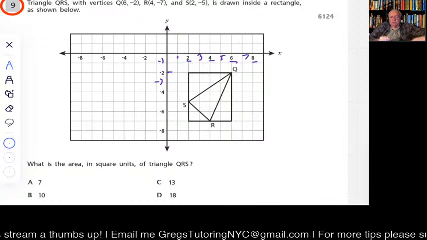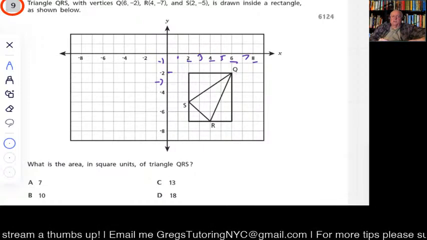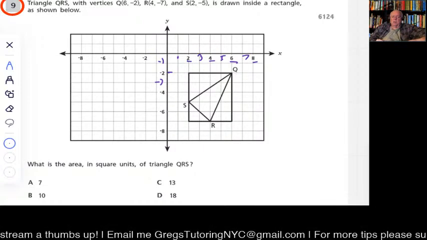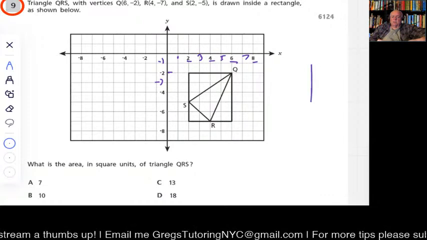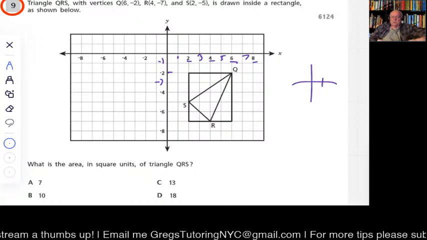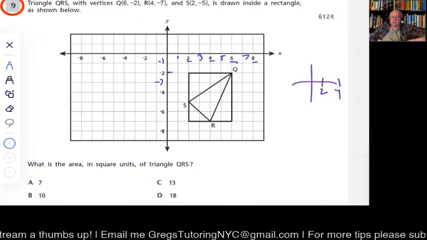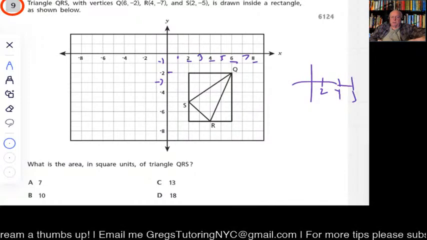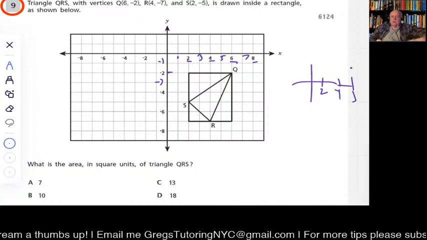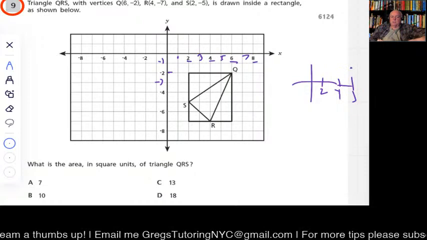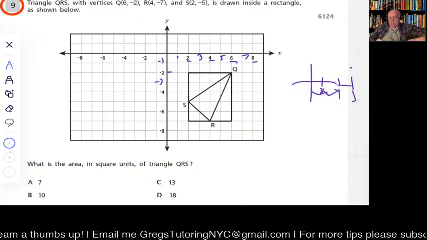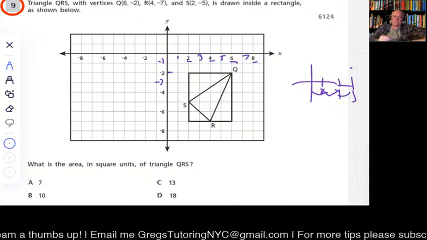So the first thing we do when we see a coordinate grid is to make sure we know what the units are. Because sometimes they may do something like this. Do 2, 4, 6, and they might give you a point here. And enough of you kids don't look, and you think this is 3 over. But it's counting by 2s. So be careful with something like that, all right?